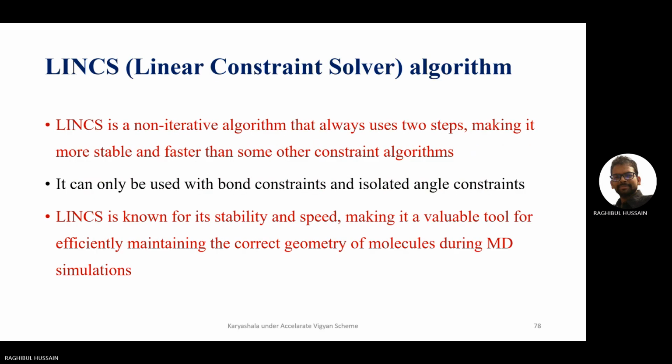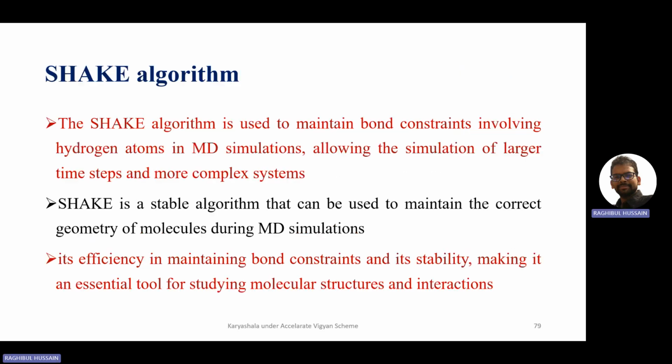So the first one is the LINCS algorithm, the linear constraint solver algorithm. We will see that when we write the GROMACS script. This LINCS algorithm is a non-iterative algorithm that always uses two steps, making it more stable and faster than some other algorithms. It can only be used with bond constraints and isolated angle constraints, and is known for its stability and speed, making it a valuable tool for efficiently maintaining the correct geometry of molecules during MD simulation.